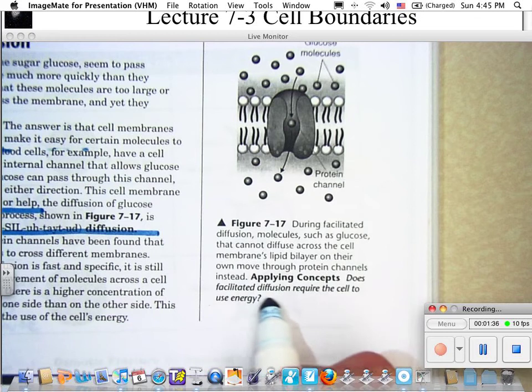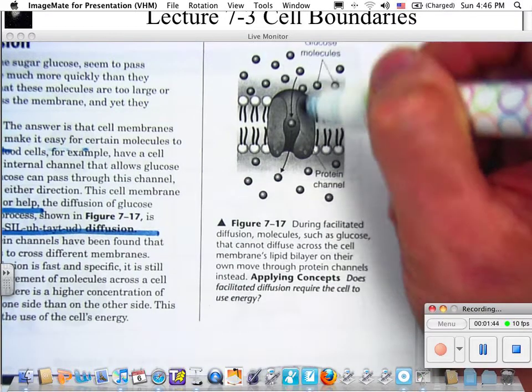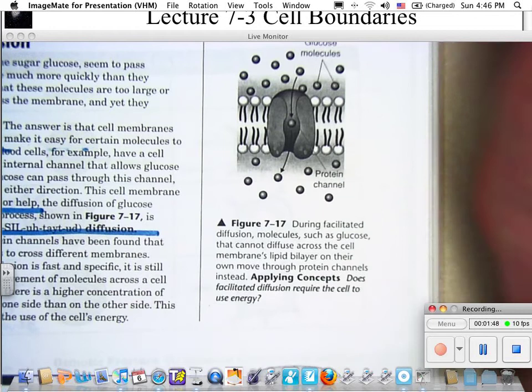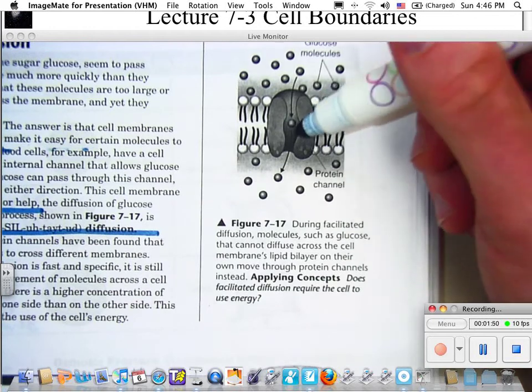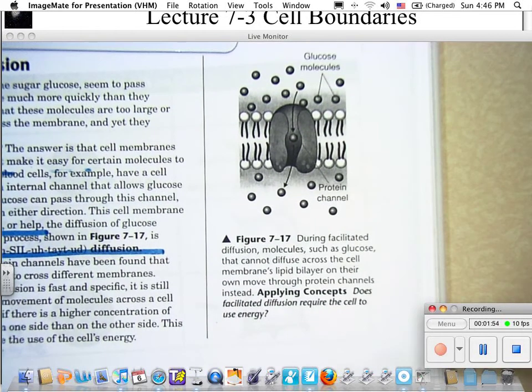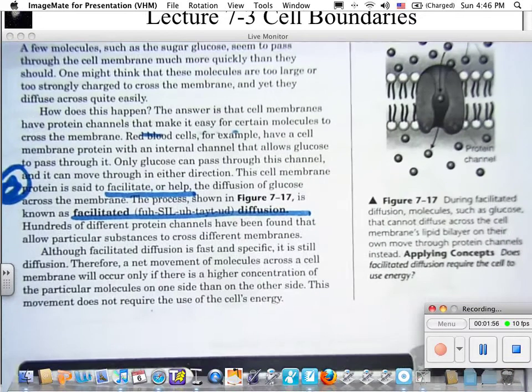Does facilitated diffusion require the use of any energy? The answer is no, it doesn't. Check it out. It's basically a channel, a gate or a pathway for glucose to get in and out of the cell. It's facilitated diffusion. It means it's helped along, but it isn't pushed. There's no energy used. Let's continue on.